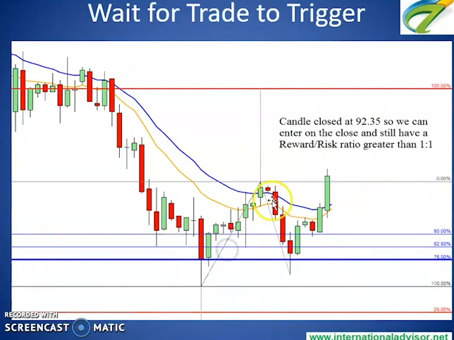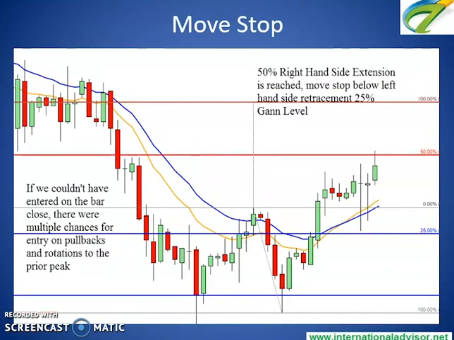So here, after breakage of this point, we generally enter, and this is the target and this is the stop below this point. This is for double top and double bottom situations, and we trail the stop as far as the market is moving up. We have different strategies for that.